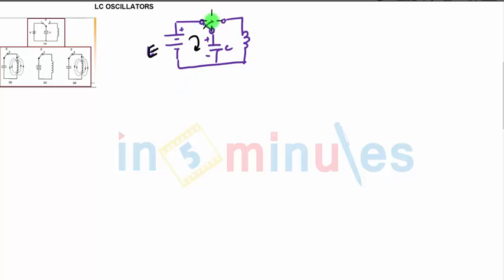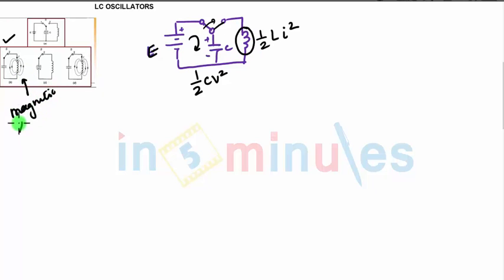Now when the position of the switch changes to the other side, as shown in the second figure, what will happen? Complete energy is transferred from the capacitor to the inductor in the form of a magnetic field. So you can say half L I square. The capacitor, initially charged to half C V square, is now transferred to the inductor. This is how it is created. This field is nothing but the magnetic field which is created because of the discharging of the capacitor. Now what will happen?